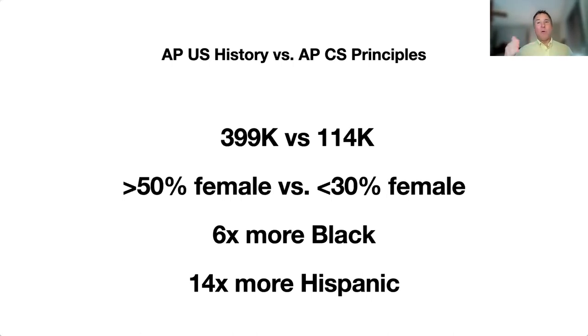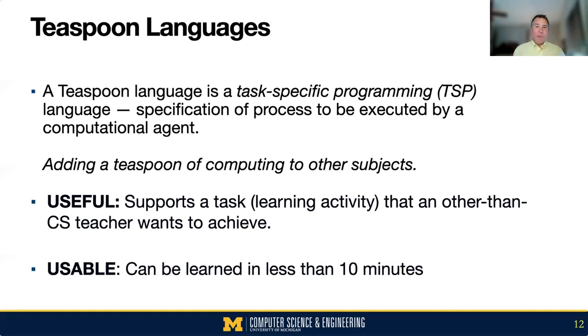But what sort of computer science could we fit into a history course? That's where my research is at today. So I'm interested in building these things that we call teaspoon languages. A teaspoon language is a task-specific programming language. It's a specification of process. It really is programming. It's a specification of process to be executed by a computational agent.